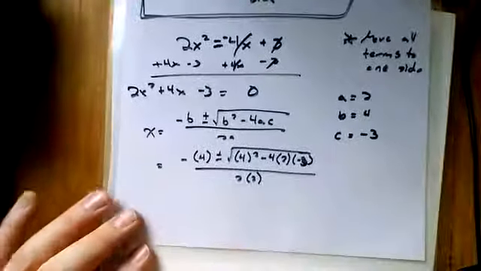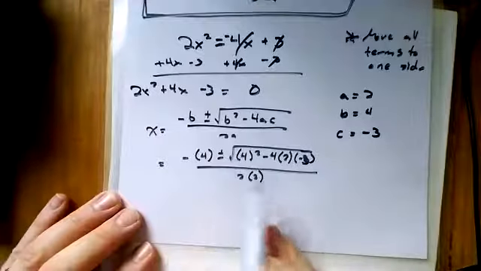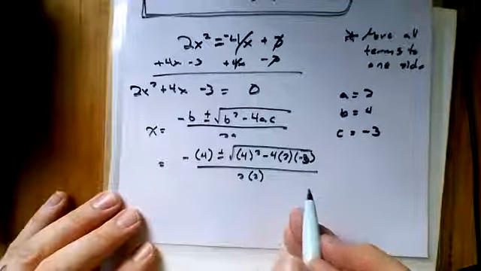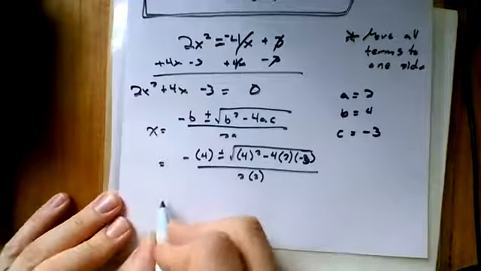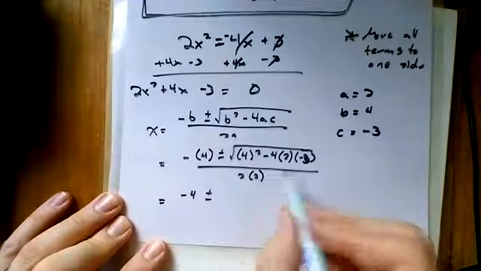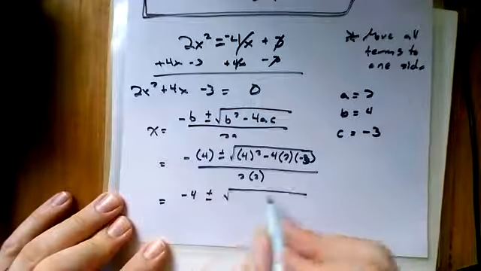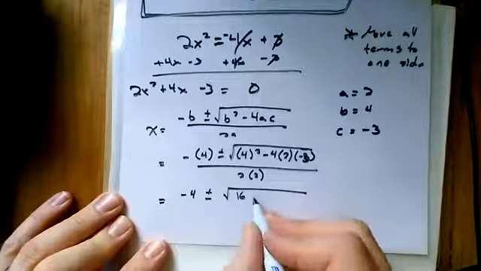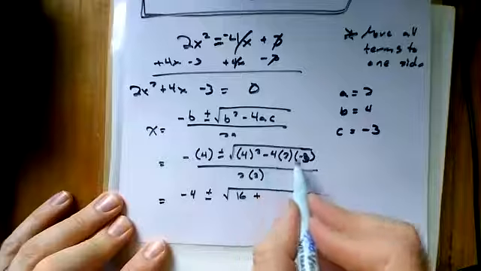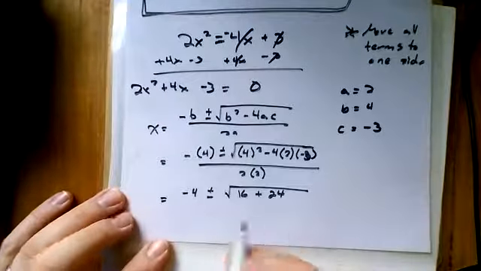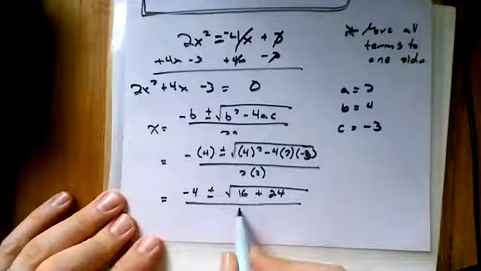And now we have to work on simplifying this, but our order of operations is going to take over. So I'm going to end up with negative 4, plus or minus the square root of 16. I notice I've got a minus and a minus, so this is going to be a plus. 8 times 3 is going to be 24. All of that's over 4.